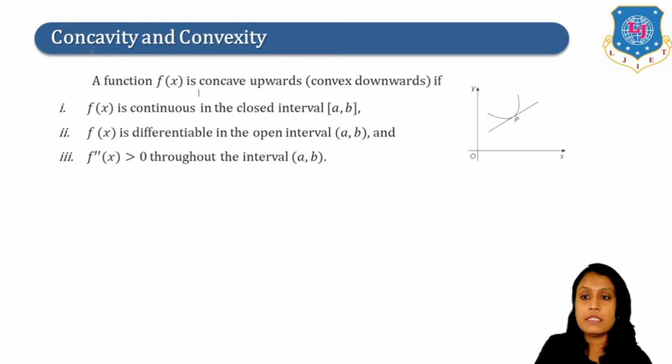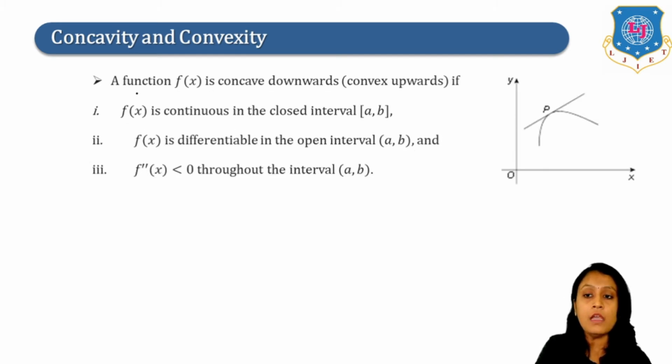Now let's study concavity and convexity. The function f(x) is called concave upward, or we can say convex downward, if again three conditions hold: f(x) is continuous in the closed interval [a, b], f(x) is differentiable in the open interval (a, b), and f''(x) is greater than 0 throughout the interval. So this is a graph of a concave upward, or convex downward, function.